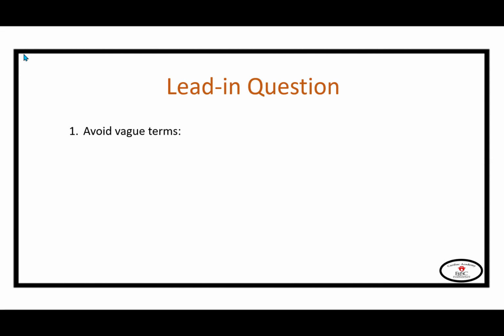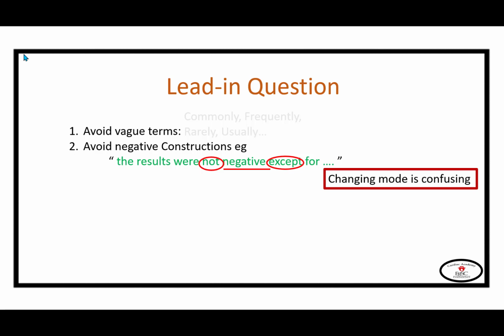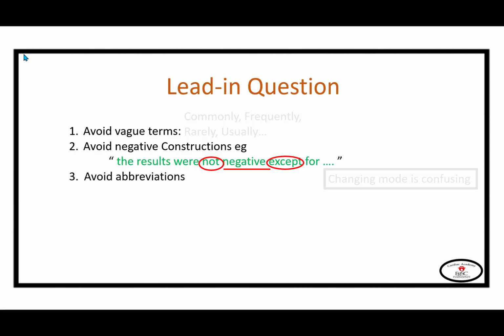Leading question. Avoid vague terms like commonly, frequently, rarely, and usually. Avoid negative constructions. For example, okay, the results were not negative except for, or like, what does that even mean? Not negative except for, all right? So changing mode is confusing, and studies actually show that 1/3 of us do not make that switch. So you need to keep things positive, and you need to avoid abbreviations.